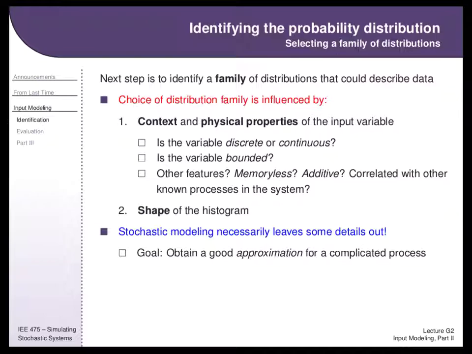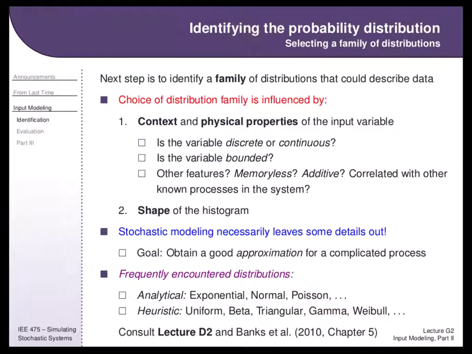And we're never going to have a perfect model. Stochastic modeling necessarily leaves stuff out, but we want to get a good and illuminating approximation.